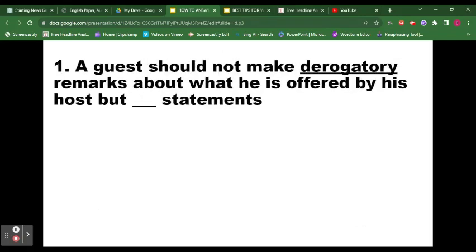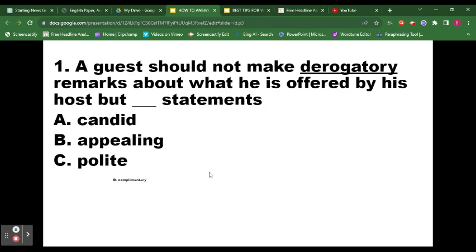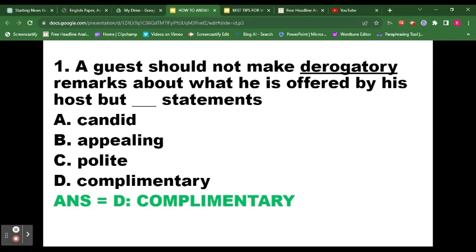Number 1, a guest should not make derogatory remarks about what he is offered by his host, but dash statements. Let's look at the options. A, candid. B, appealing. C, polite. D, complimentary. Of course, the opposite of derogatory is complimentary. Something derogatory is something negative, something abusive, if you like. Complimentary is a positive comment about someone. Okay.